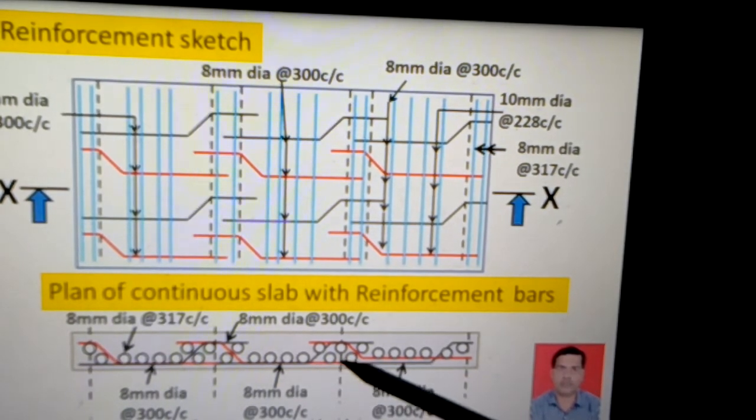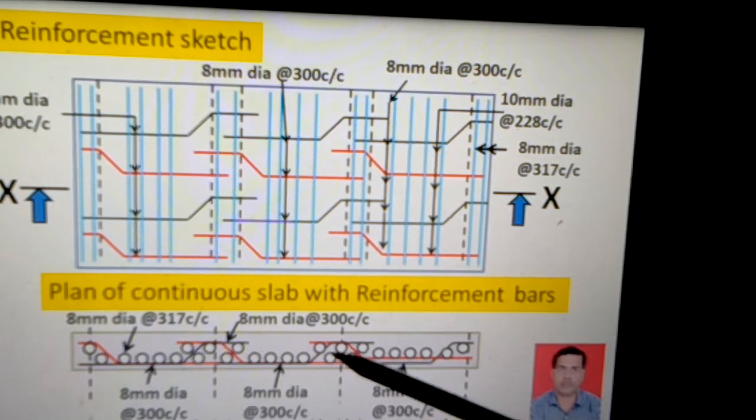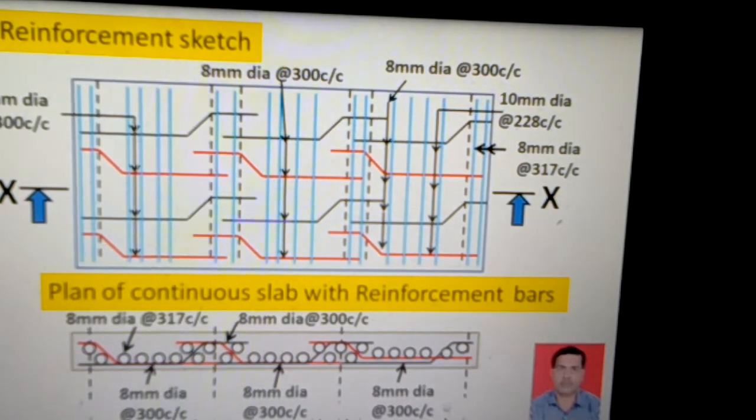Similarly in this span the red bar is going to the next support, and the black bar is coming from the bottom and going to the top of this support. Similarly at this end span also. So this trend is maintained throughout the whole length of the slab.